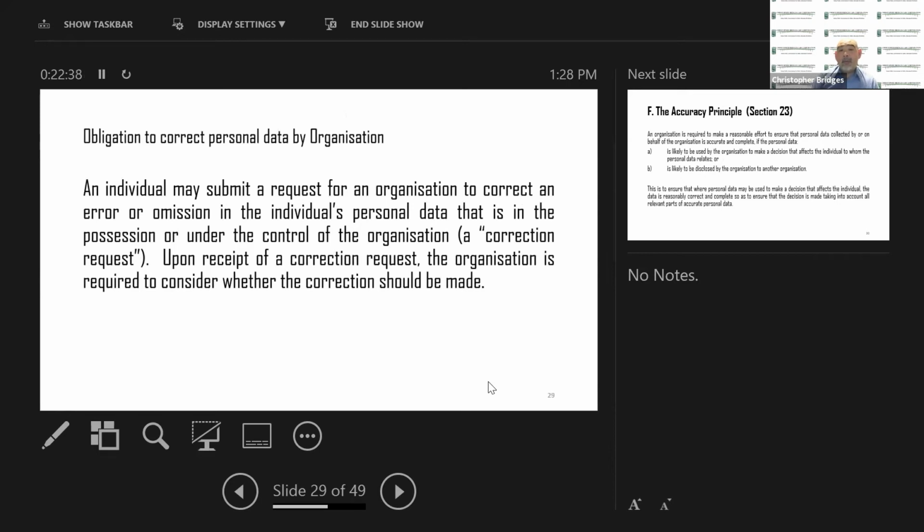There is, again, an obligation to correct personal data by organizations. And if the individual submits a request to correct an error or omission, there's an imposed obligation on the organization to consider whether or not such a correction should be made. But generally, in most cases, there is an obligation to comply with the request to correct the information. The only issue is whether or not the request to correct the information correctly comes from that particular individual or someone on behalf, because then the danger is if you act on the request from someone on behalf of the actual individual, that may be a malicious correction, which then may result in you as an organization breaching the PDPA.